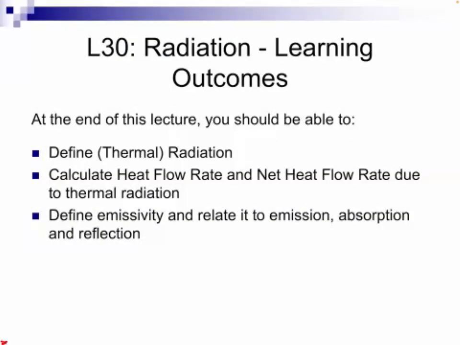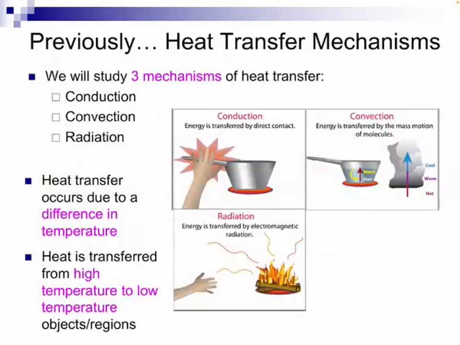All right, so we have been talking about how heat is transferred from a hot object to a colder object, and we said that there are three mechanisms for which heat can be transferred: conduction, convection, and radiation. In our lecture yesterday, we talked about conduction and convection. So today we will wrap up the heat transfer mechanisms by talking about radiation.